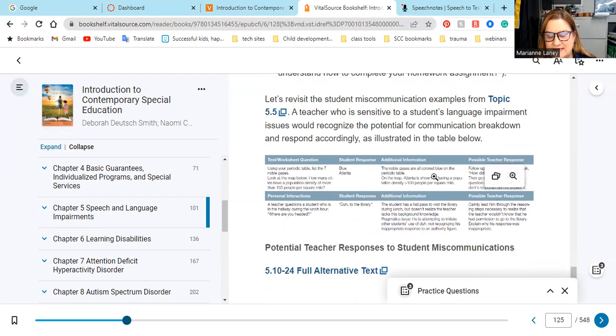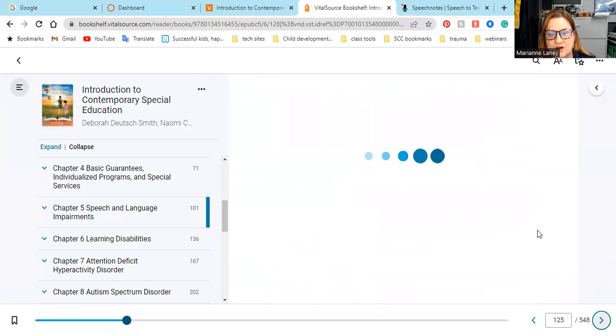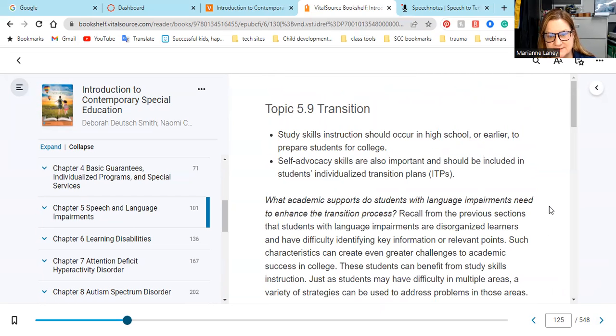Again, these are some examples of some of students' typical responses. But there are miscommunications sometimes. Sometimes students might sound like they're giving you attitude, but they're just confused, or they're embarrassed that they're confused. So be patient, be patient. And then every chapter talks about transition. Let's say you have speech and language, but you want to transition into high school and college, right?